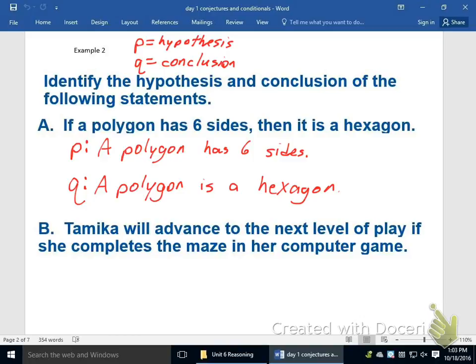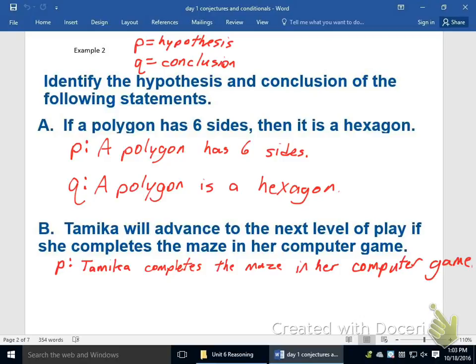Tamika will advance to the next level of play if she completes the maze in her video game. This doesn't look like it's written in if-then form. It's been switched around a little bit. The hypothesis actually is Tamika completes the maze in her computer game. Again, using a complete sentence, I did not say she completes the maze in her computer game, but this is the part of the statement that has to be met first.